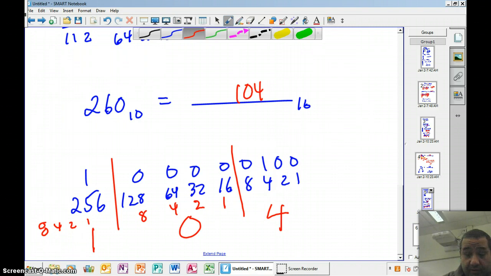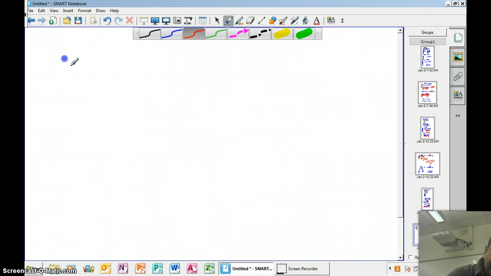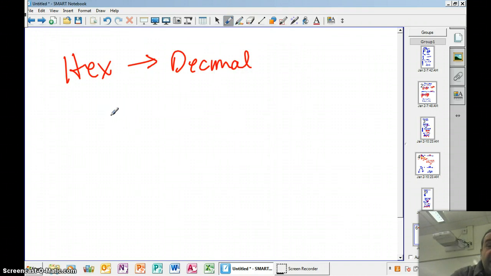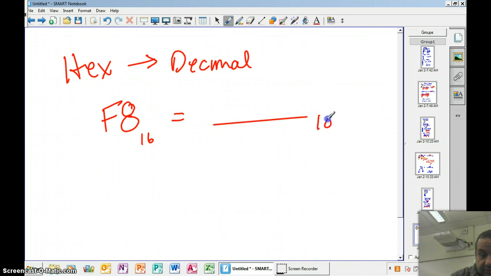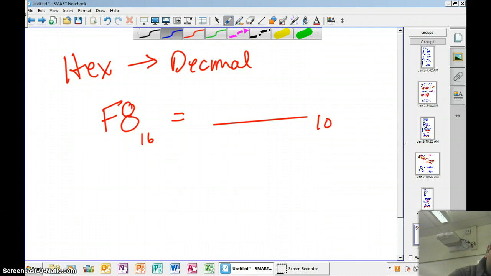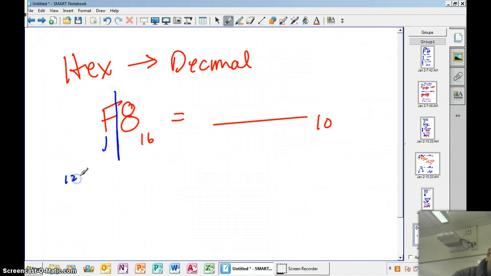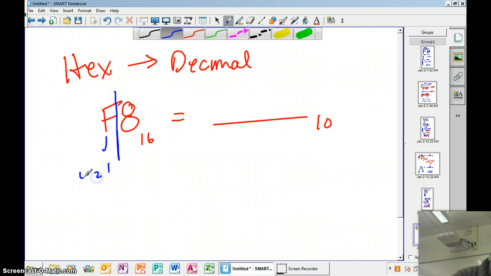Lost my place. Let's go the other way. The other way, I'm just going to reverse the process. We're going to go hex to decimal. All right. So here's a hex number. You ready? I'll put an F in there. F8. Hexadecimal, I want to know what that is in decimal. So what I do is I break them up. I'll break the digits up right here, and this will be 1, 2, I'm sorry, going the wrong way. 1, 2, 4, and 8.